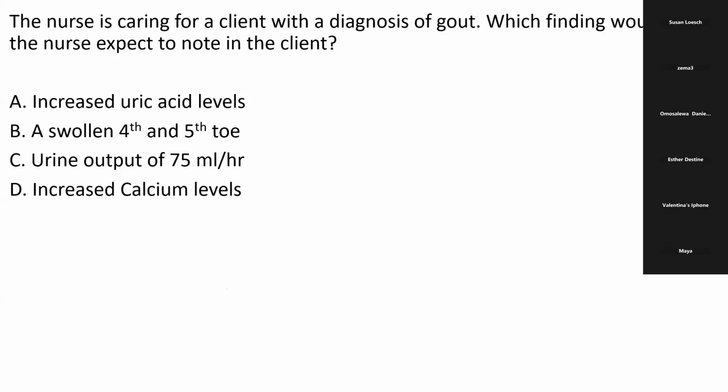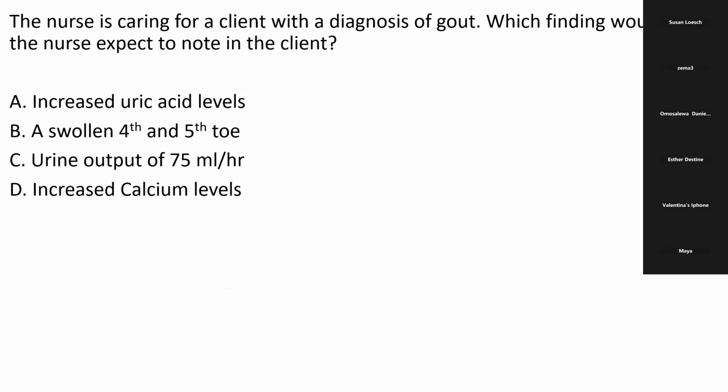So what's our answer? A. Okay, why is it not B? Because it's usually only on one big toe. You could have stubbed your toe and that's why it's swollen or something. Gout is usually on your big toe. That's why it's not B.